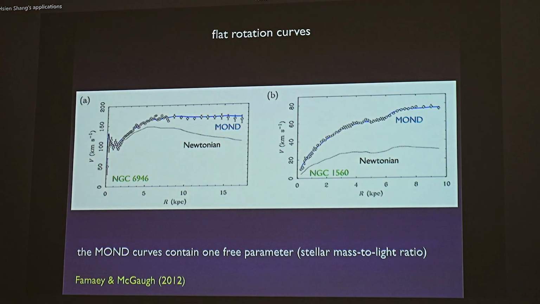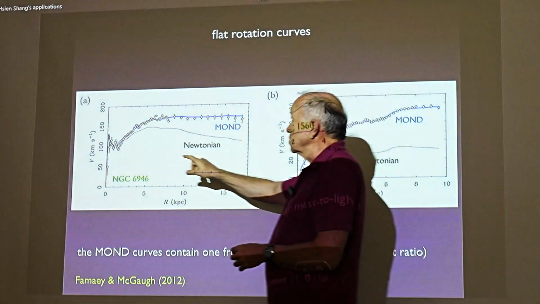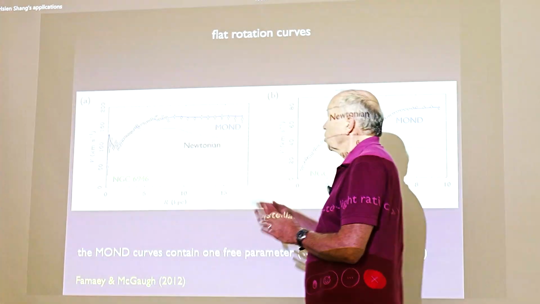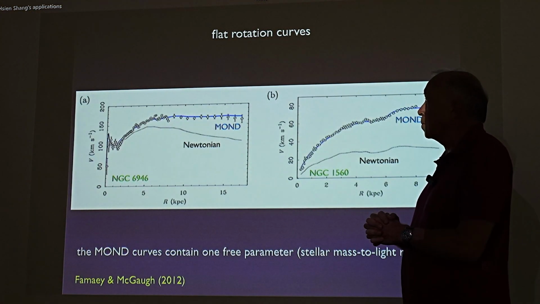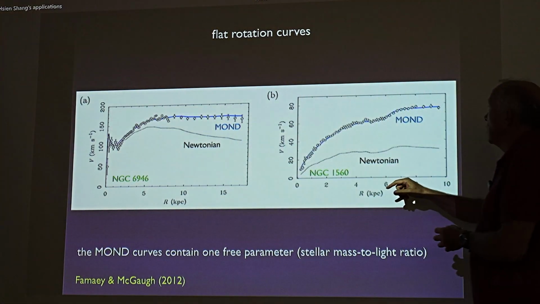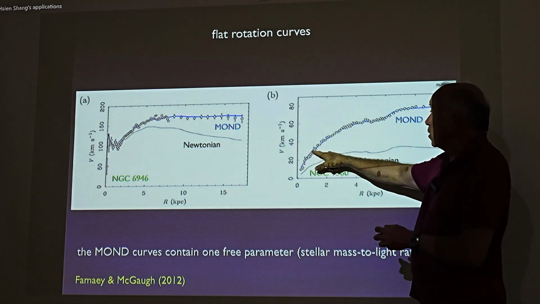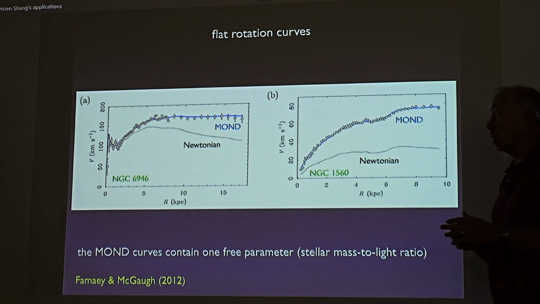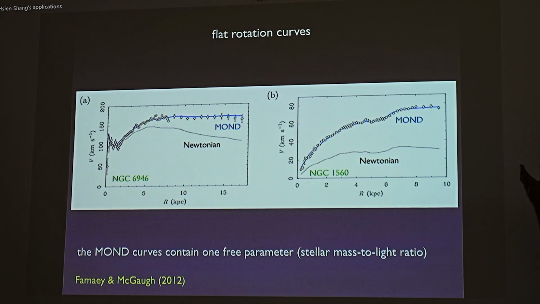And of course, the other advantage of MOND is that it produces flat rotation curves without the need for dark matter. Again, in this typical case, this is the rotation curve you would predict in a Newtonian case with no dark matter, a rotation curve decaying at large radii. And these other curves are what you predict with MOND. The MOND curves are a remarkably good fit given that they only have one free parameter, that free parameter being the stellar mass to light ratio.